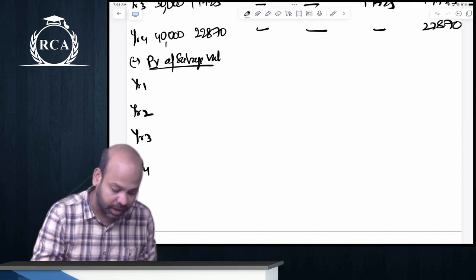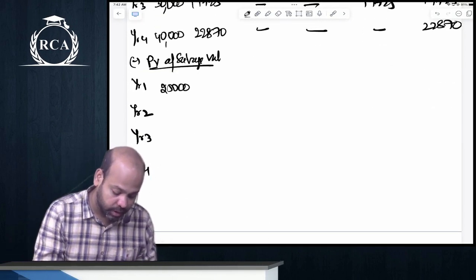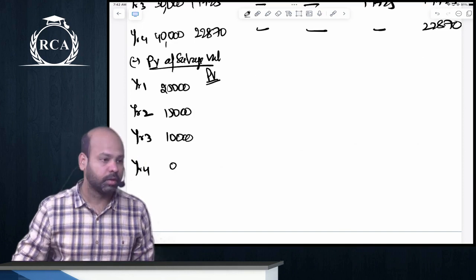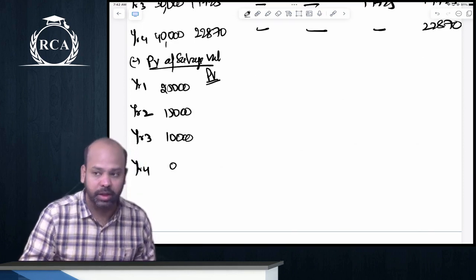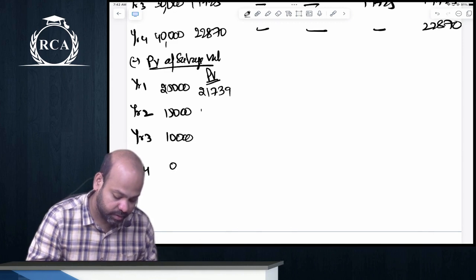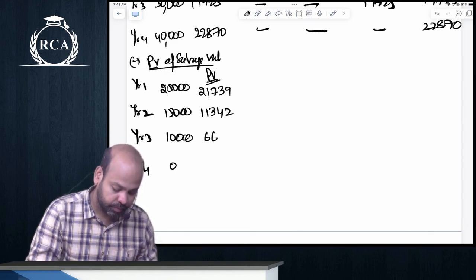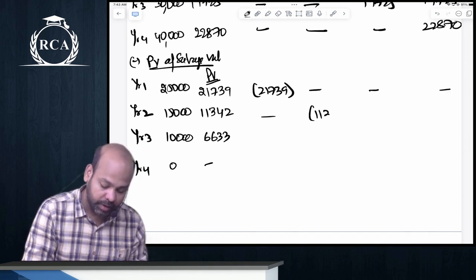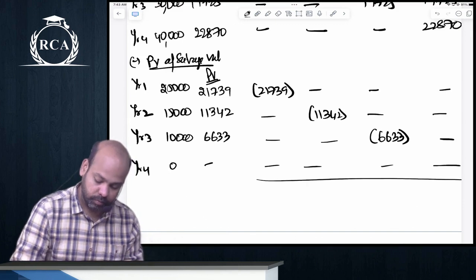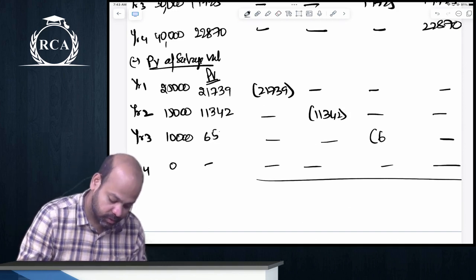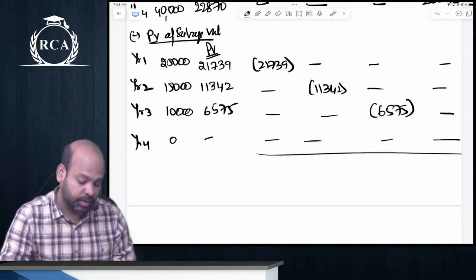Yes, but present value of salvage, guys. If you sell it at the end of first year, you'll get 25,000, 15,000, 10,000 and 0. What will be the present values, guys? 25,000 का present value कितना है बेटा? 21,739. Next. 11,342. Next. 6633. So you have to deduct this, but 21,739, 11,342, 6633, 6575. शुभम वो चेक कर तेरा कैलकुलेशन.